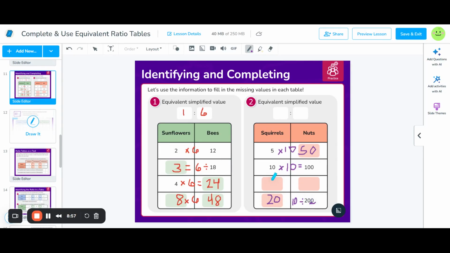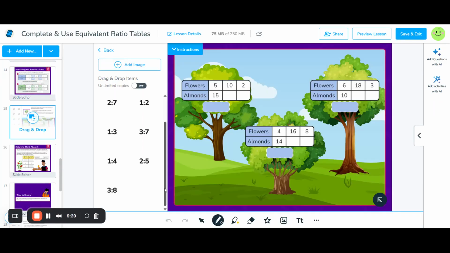Okay, so let's think of another one. What if we had 15 times 10? That'd be 150. So there's our equivalent ratios. And it all boils down here to 1 times 10 equals 10.